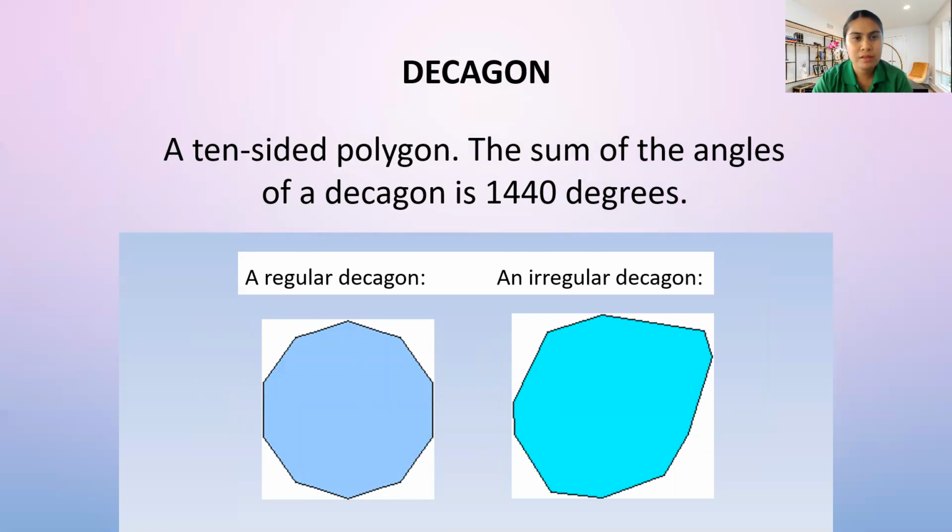And the last one is decagon, a 10-sided polygon. The sum of the angles of a decagon is 1,440 degrees. We have regular decagon and irregular decagon. So we have more names of polygons. We will just stop here at the 10-sided polygon, the decagon.